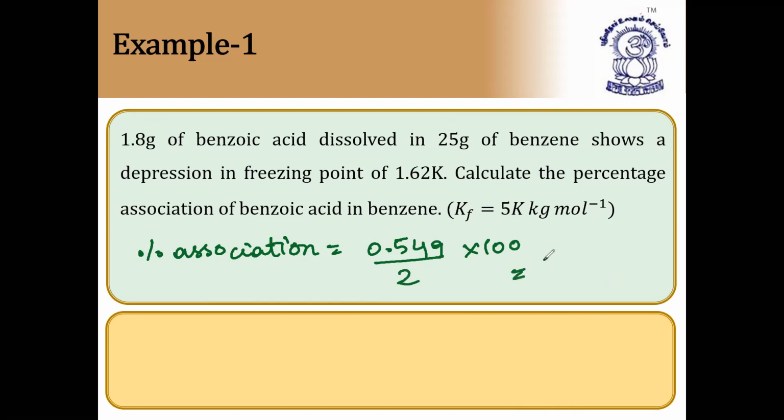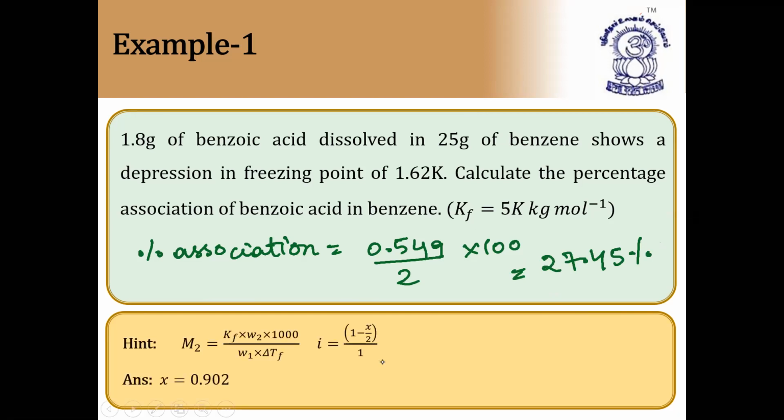27.45%. So 27.45% is associated. That is called alpha, the percentage association. How can you write it for association? Alpha is equal to 1 minus x by 2 by 1. X is equal to 0.92.